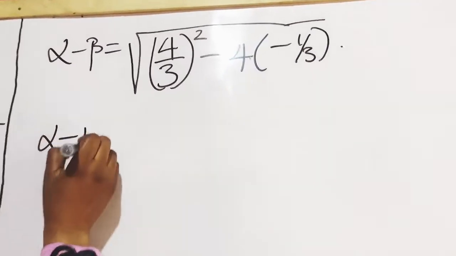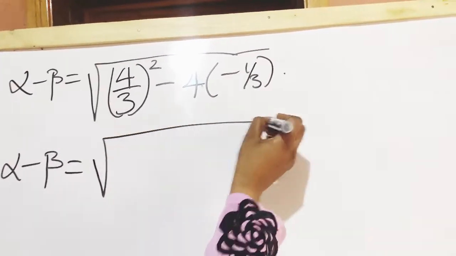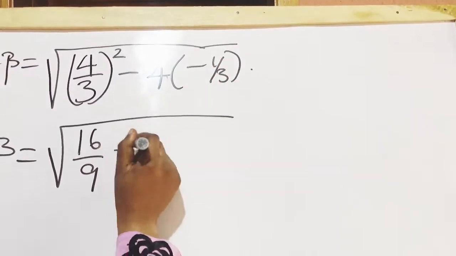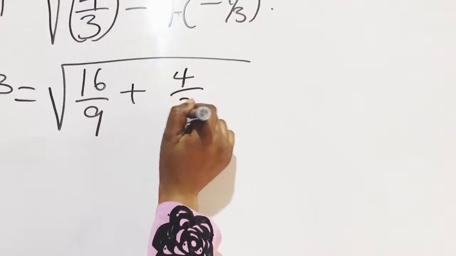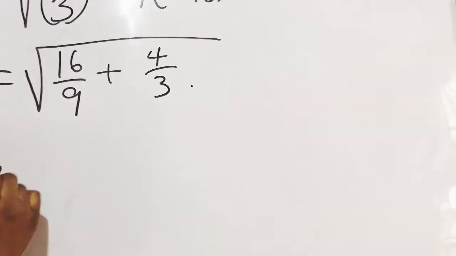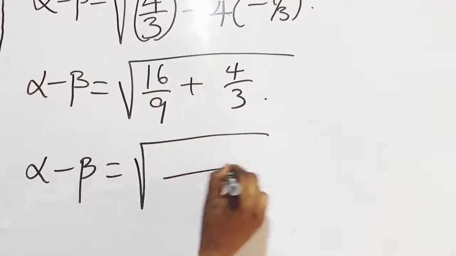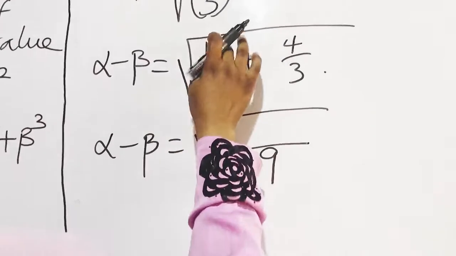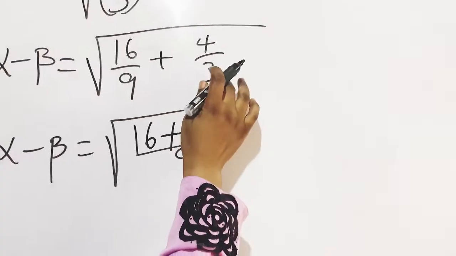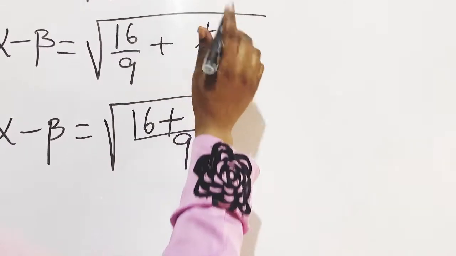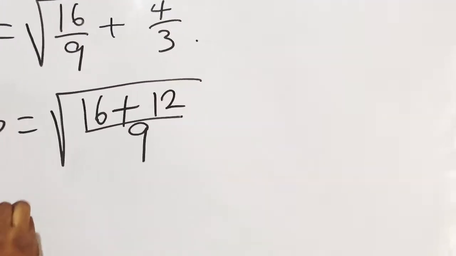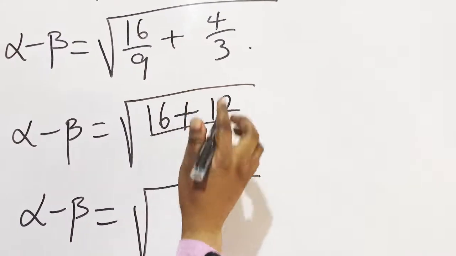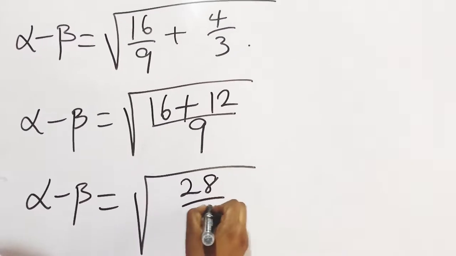So alpha minus beta will now be equal to square root of 16 over 9. Then minus 4 multiplied by minus 1 is equal to plus 4, then over 3. So alpha minus beta is equal to square root of, find the LCM of 9 and 3, which is 9. 9 in 9 is 1, multiplied by 16, 16, plus 3 in 9, 3, 3 multiplied by 4, 12. So alpha minus beta will now be equal to square root of, what is 16 plus 12 is equal to 28, 28 over 9.